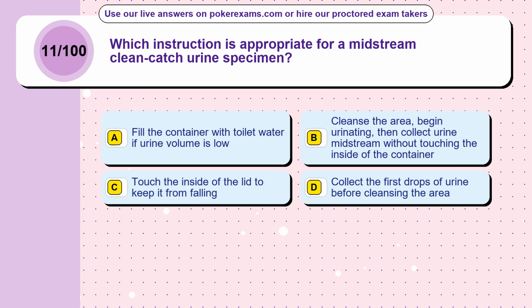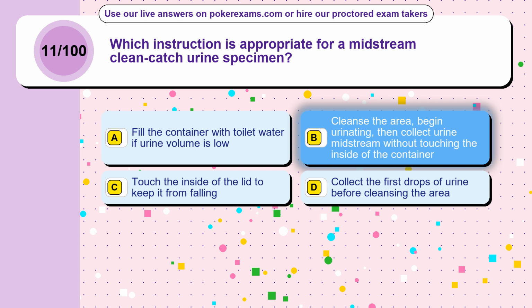Question 11. Which instruction is appropriate for a midstream clean catch urine specimen? Option A. Fill the container with toilet water if urine volume is low. Option B. Cleanse the area, begin urinating, then collect urine midstream without touching the inside of the container. Option C. Touch the inside of the lid to keep it from falling. Option D. Collect the first drops of urine before cleansing the area. The correct answer is option B.